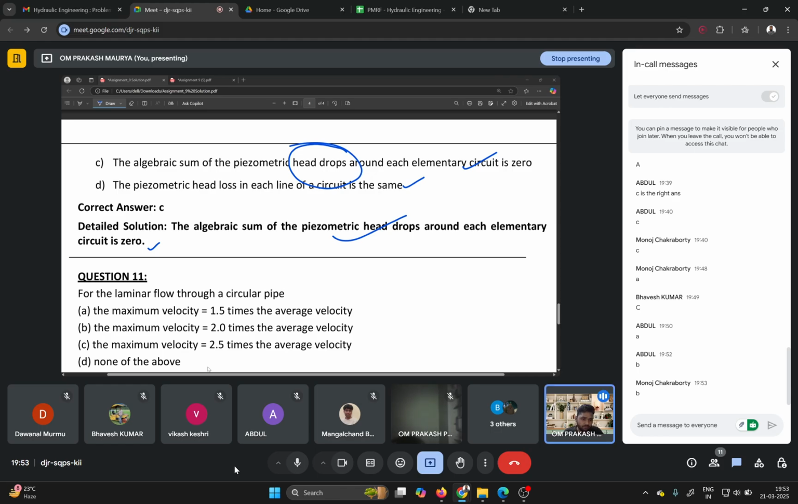Okay. Abdul is telling B option. Manoj is also telling B option. That is, the maximum velocity is equal to 2 times of the average velocity. Okay. Other students, please also try to tell the answer. You can write in the chat box. So this is the very famous question from the pipe flow. So always remember, please.